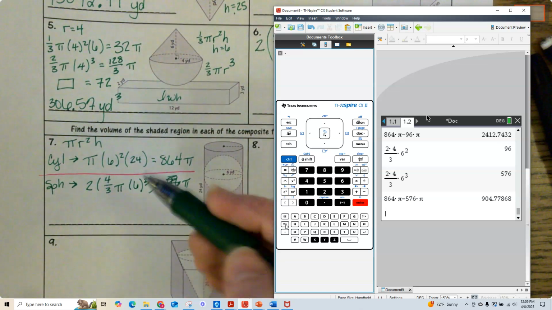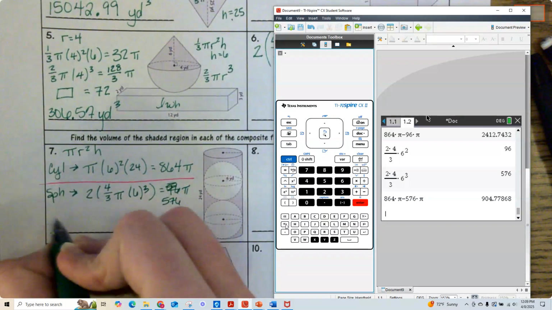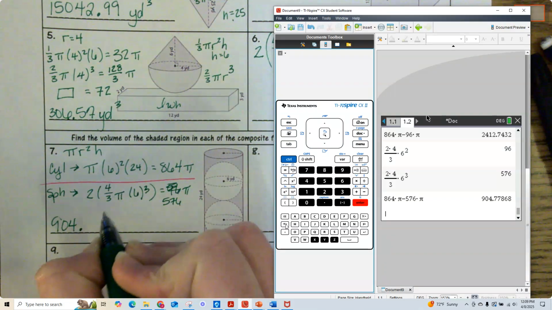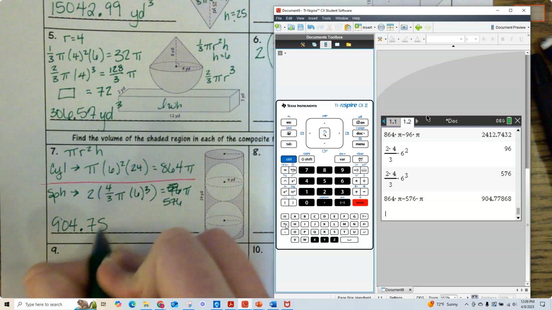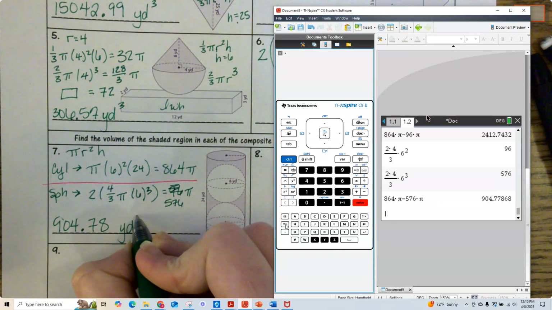Sometimes it's a little thing. If you write kind of what you're doing, it's easy for me to pick out those things sometimes. Sometimes I don't see them, but it makes it easier instead of just doing the whole problem over. So 0.778 is going to round up to 0.78 yards cubed.